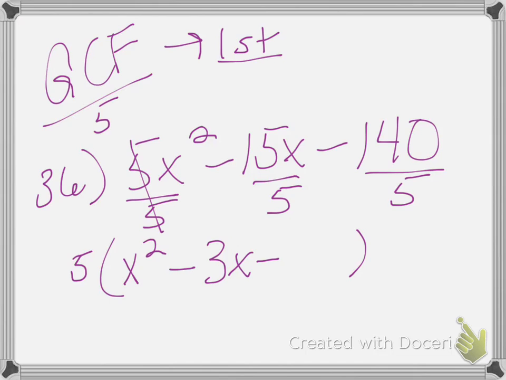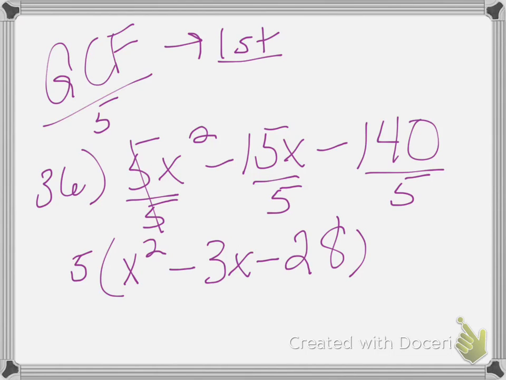140. No, 5 goes into 140 twice, no, 5 goes into 140 how many times? 28. So it's 28. All right. So now that we've got our greatest common factor, it's going to stay on the outside.